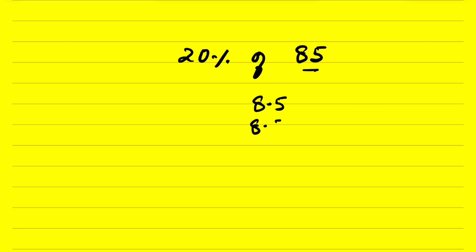Let's take another example. 20% of 85. How to find? Now 10% will be 8.5. Another 10% will be 8.5. Add these two. So 20% of 85 will be 17.